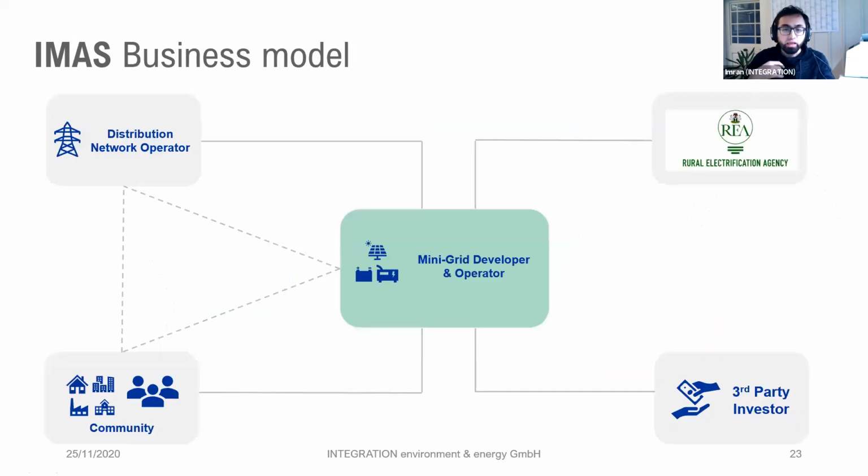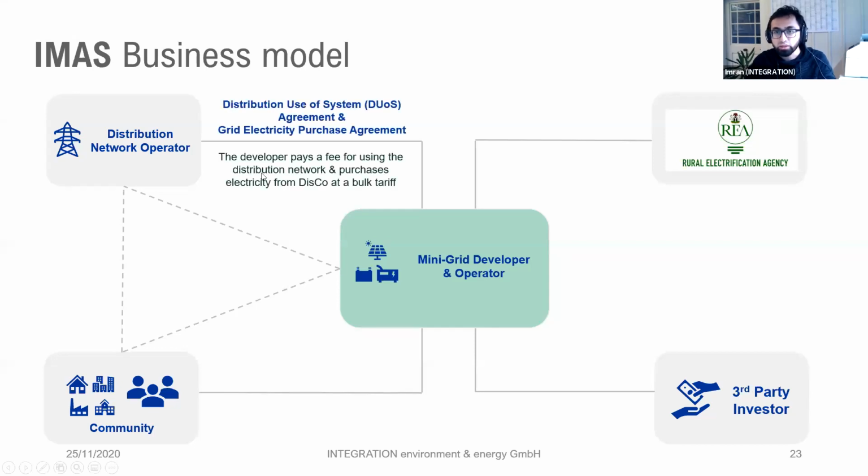In terms of how these projects are set up, the business model, basically you have a lot of actors in the Nigerian market, and I want to put it into context. The central one is the mini grid developer, which are usually private operators who are planning to invest in such projects. Of course, there is the community, and then there is the distribution network. In addition, there is also a rural electrification agency in Nigeria, which is responsible for all such projects and for rural electrification, be it mini grids, off-grid or interconnected mini grids. And then there's also the role of third-party investors.